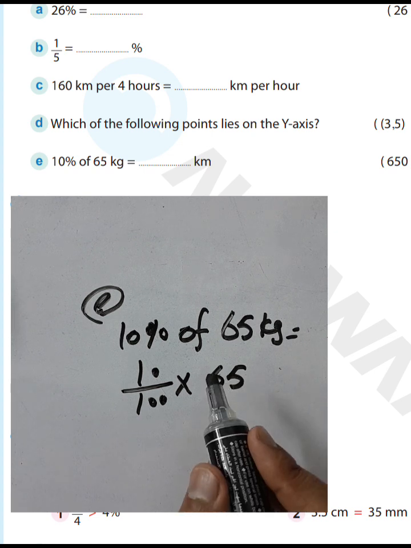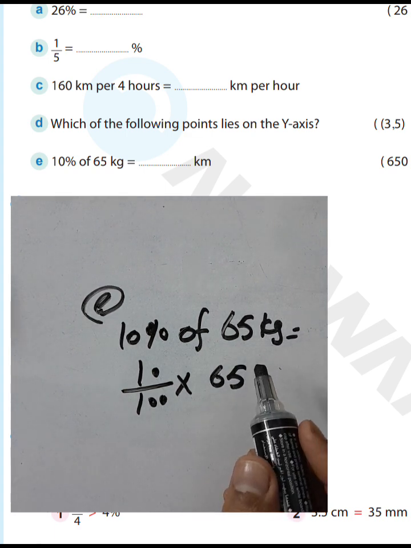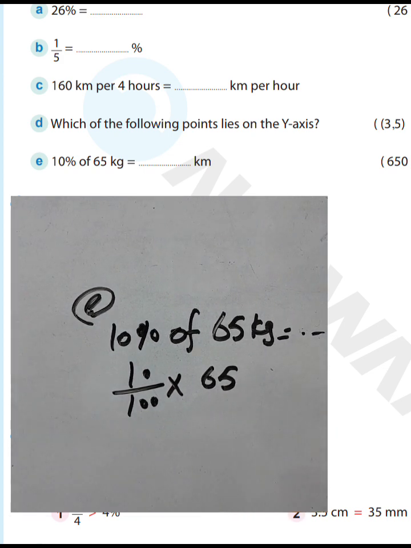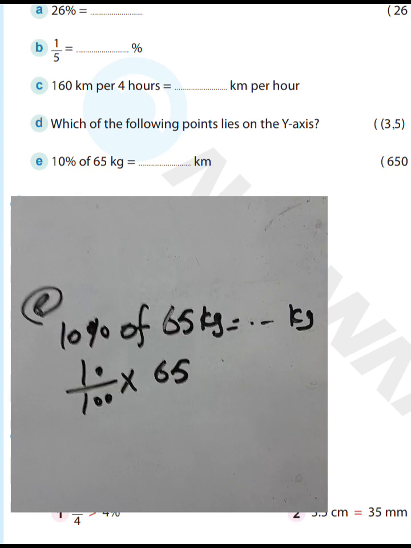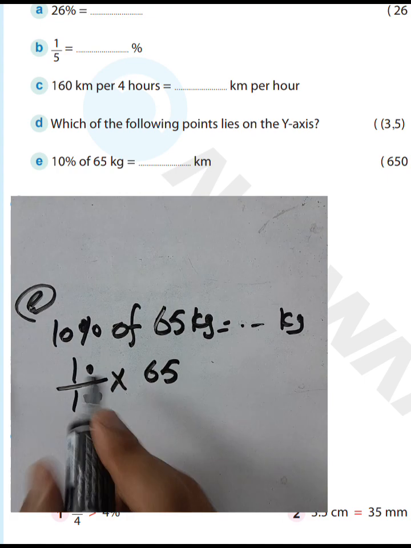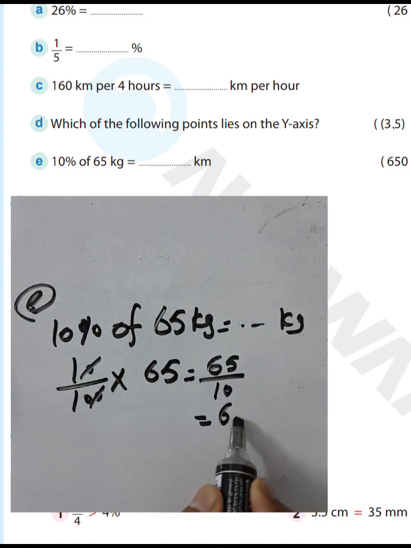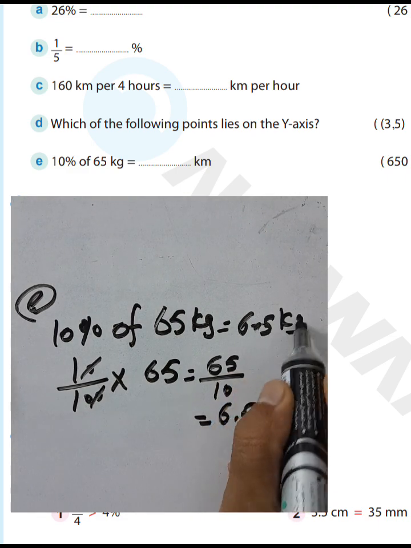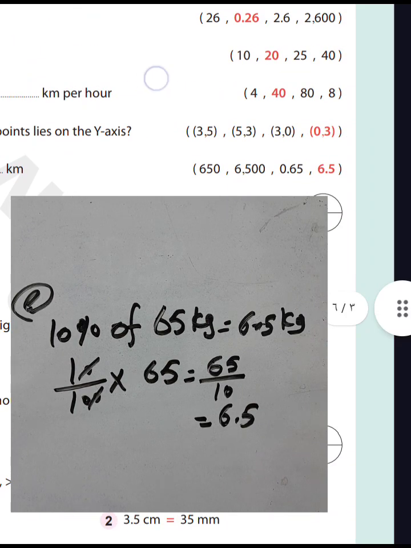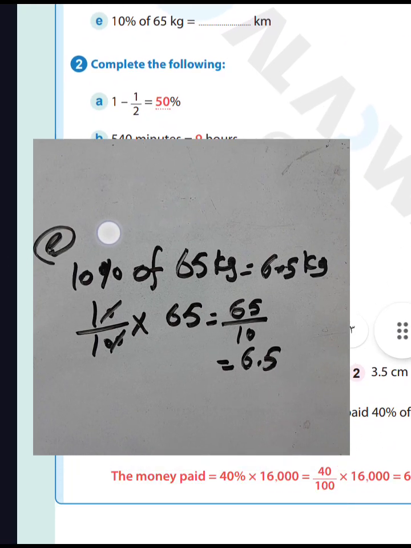It's wrong, okay? Kilogram, not kilometer. You must change this word kilometer and write kilogram. Then you can cancel 0 by 0. The result will be 65 over 10, which is 6.5 kilogram. But you must change the word kilometer to kilogram. Okay, next example.